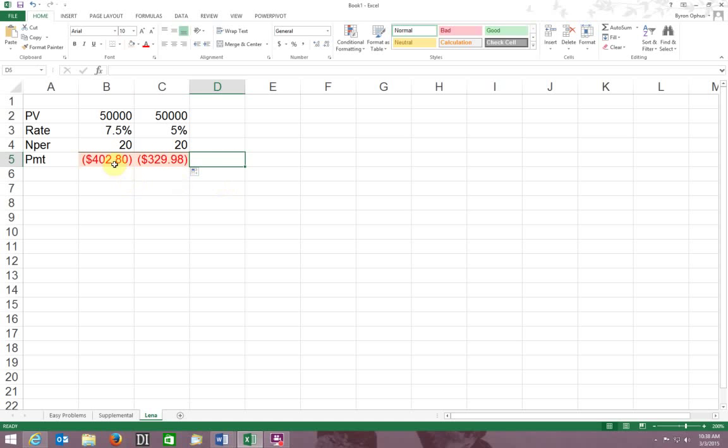My difference looks like it's about $72, something like that. But of course I'll calculate that and say that this is equal to this minus this. I'm subtracting a negative. I hope that works out right. $72.82, and that's about what I figured. So that's my payment difference.